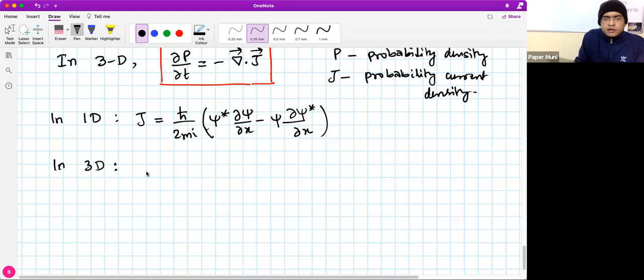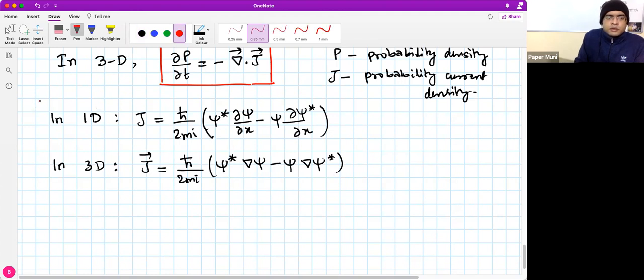In 3D, we have the j vector is equal to h cross by 2m i, times psi star del psi minus psi del psi star. This is the final form of the probability current density which we are looking for.